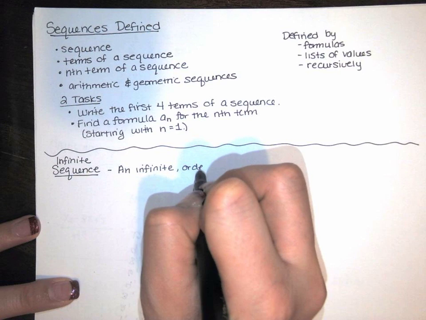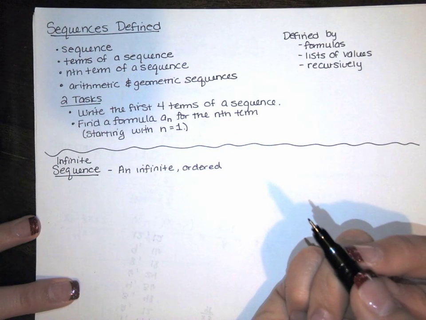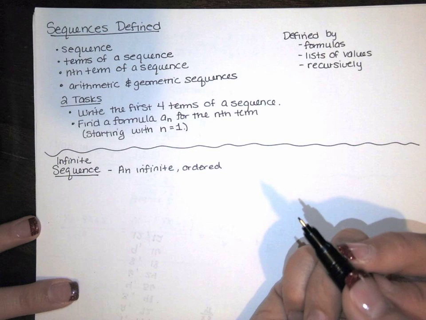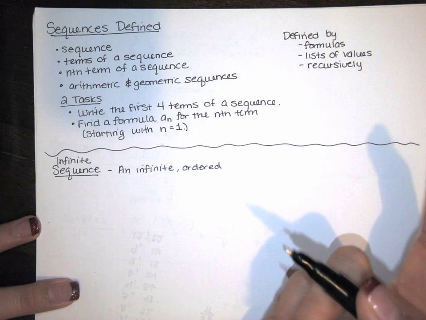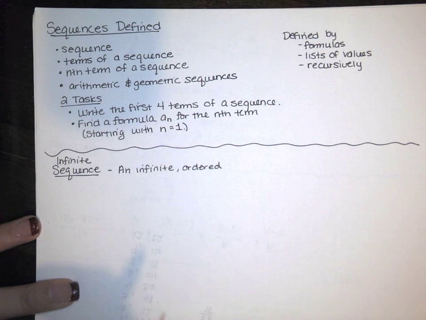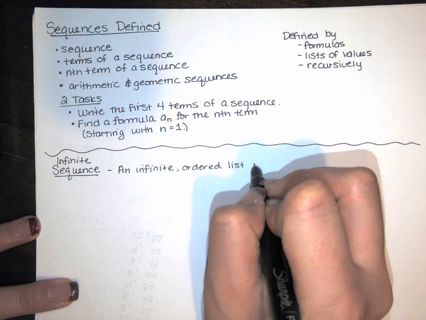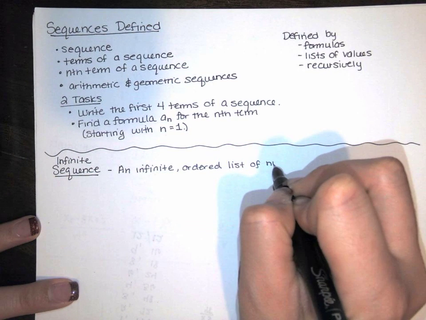Ordered means the order matters. The first one's in the first position, the second one's in the second position, the third one's in the third position. If you mix them up, you put them in different positions, it's a totally different sequence. And it's a list of numbers.